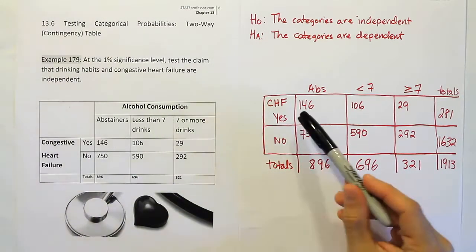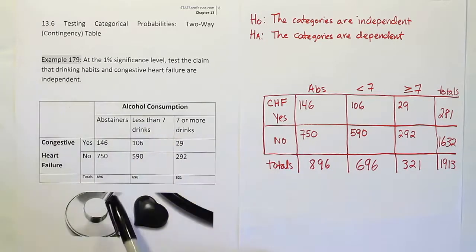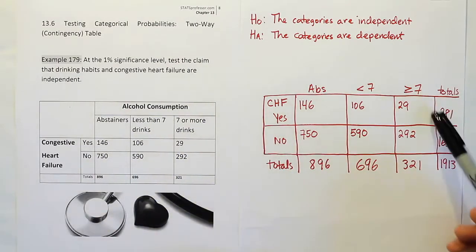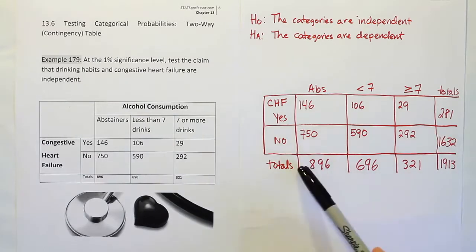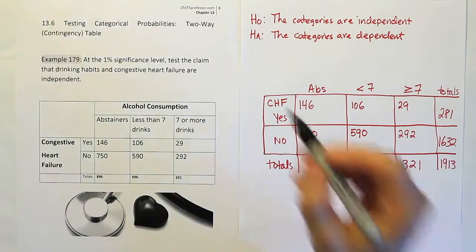Okay, so let's look at the table of data. What I've done here is just taken what they gave us, and I included the totals that they provided at the bottom, and I included the row totals, so I added all these numbers across and got the total 281. I did the same here, got 1632, and then I added up all the data to get the grand total of 1,913.